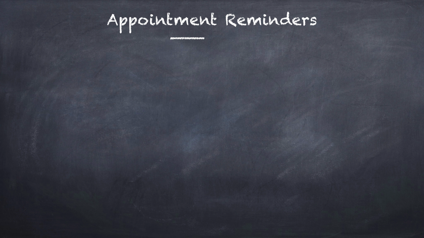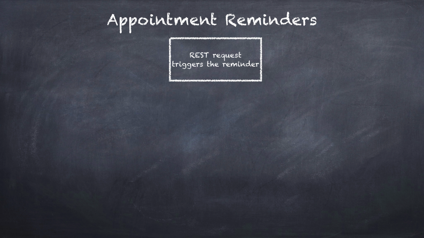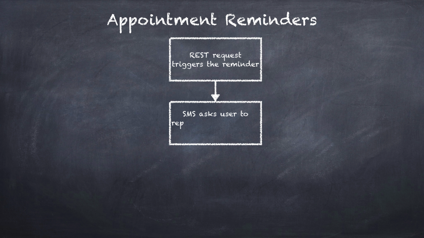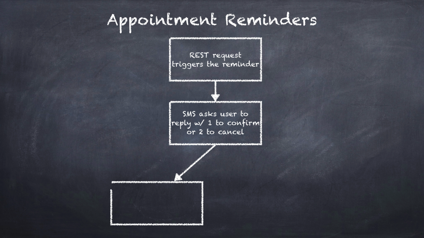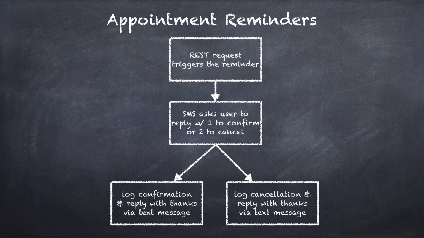Let's take a look at what appointment reminders would look like on a chalkboard. We'd draw a REST request to trigger the reminder flow. Then we'd draw up an SMS that asks the user to reply with 1 to confirm or 2 to cancel the appointment. If they send 1 back, then we'll log the confirmation and reply with thanks via a text message. If they send 2 back, then we'll log the cancellation and reply with thanks as well via a text message.